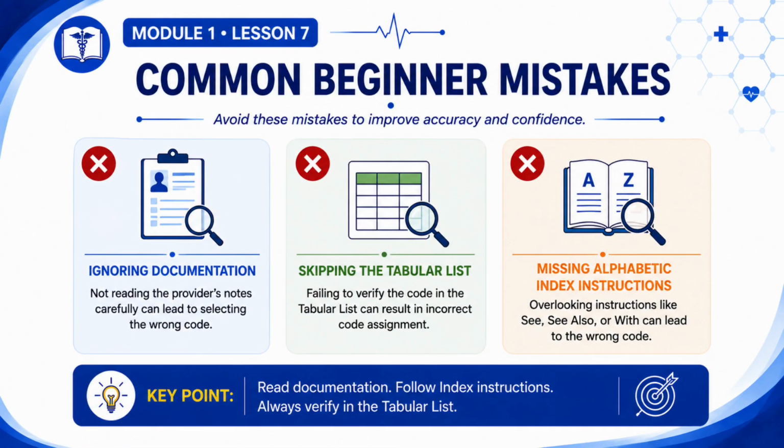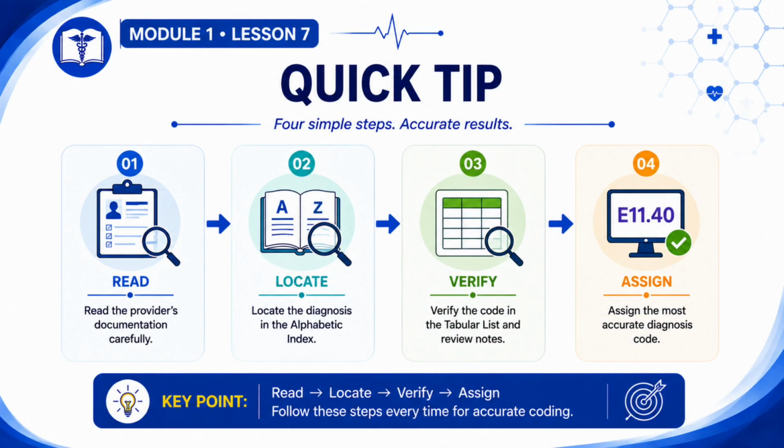Many coding mistakes happen because important steps are skipped. Always read the provider's documentation carefully. Pay attention to alphabetic index instructions, and never assign a diagnosis code without verifying it in the tabular list. Here's an easy process to remember. Read the documentation, locate the diagnosis, verify the code, and then assign it. Following these 4 simple steps every time will help you build strong coding habits and improve your accuracy.